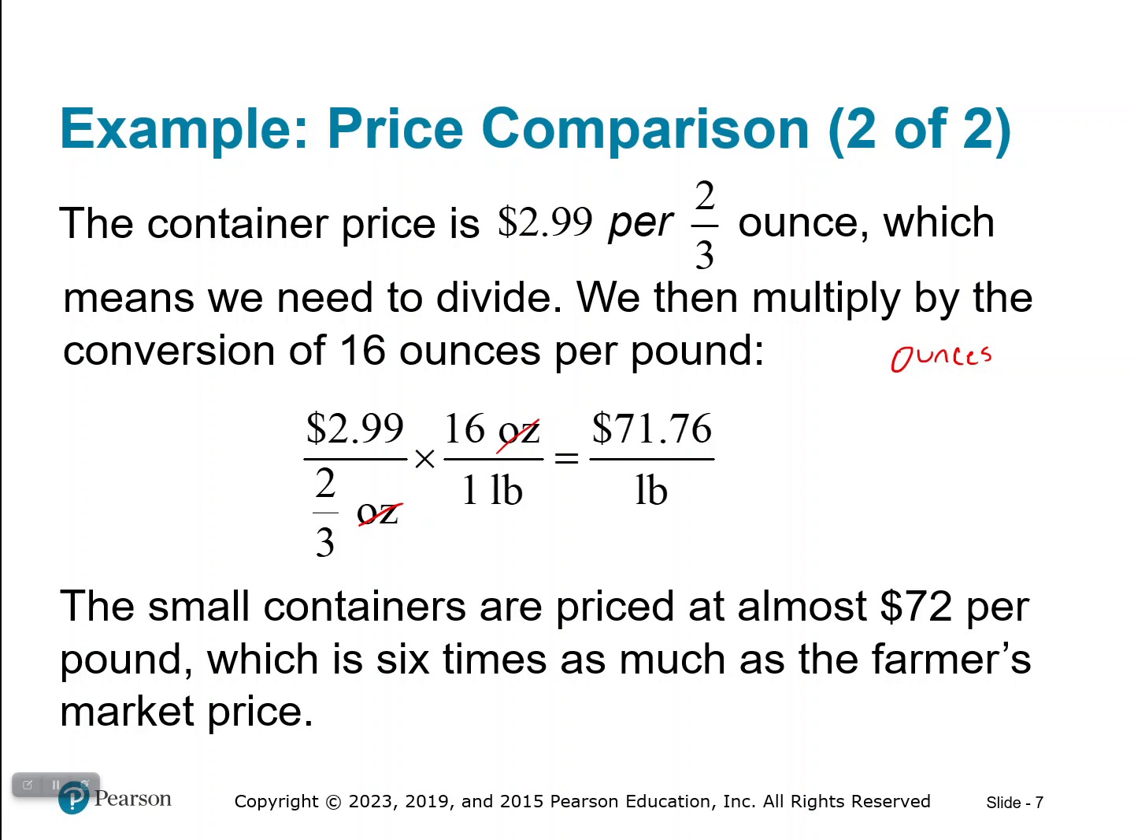So let's see, our units cancel out and we multiply $2.99 times 16 divided by 2/3. And if you're using a calculator, just throw a little parenthesis around that 2/3 to make sure you get the answer, 71.76. Our units in the numerator are dollars. Our units in the denominator are pounds. So that's dollars per pound. The small containers are priced at almost $72 per pound. That's like 6 times as much as the farmer's market price. Buy local.